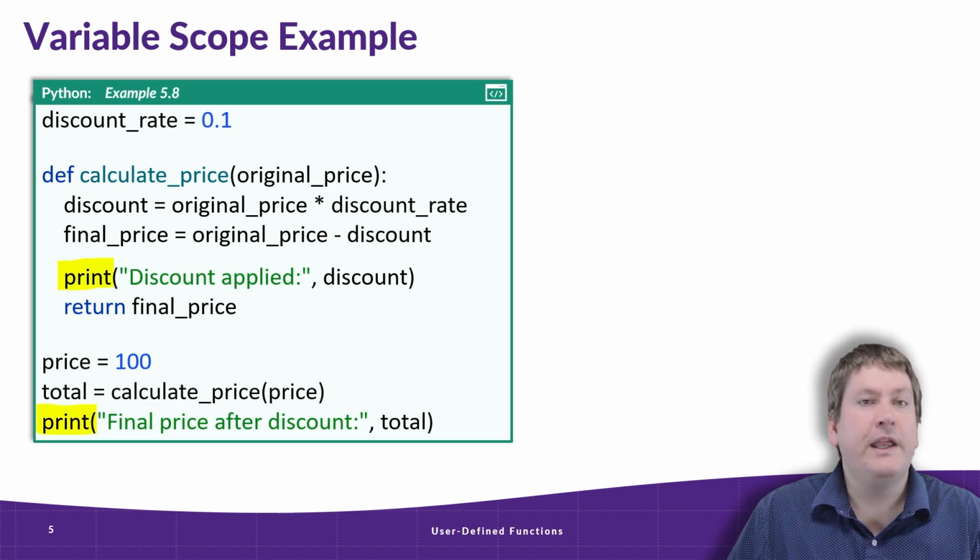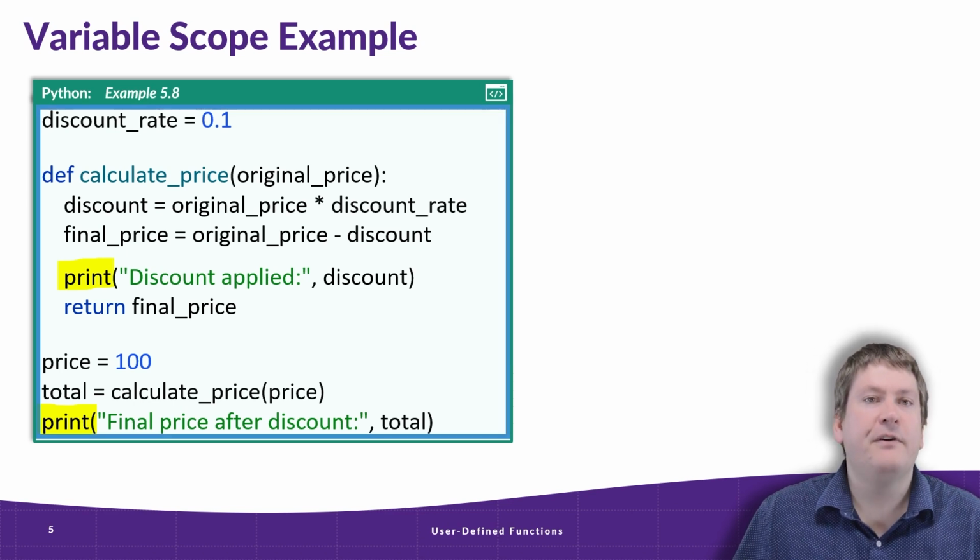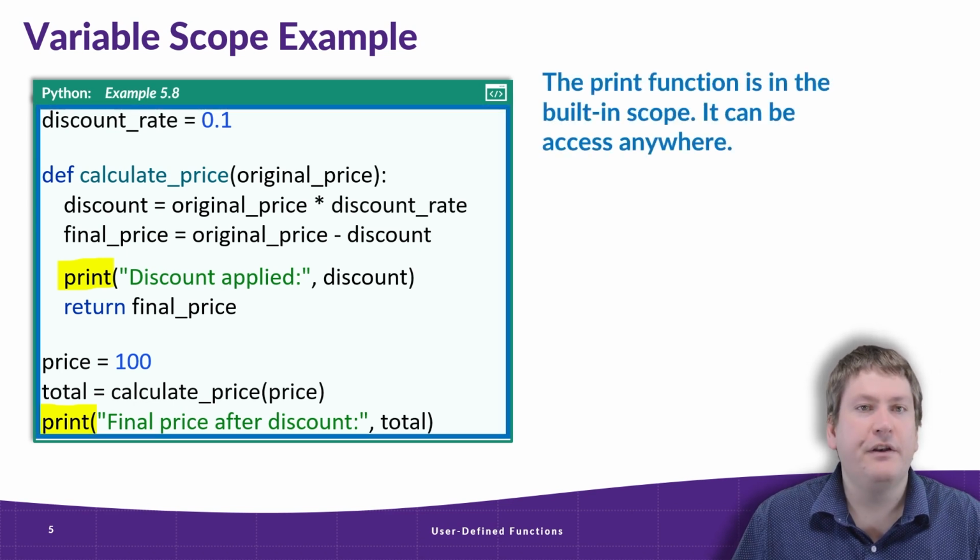So first of all, we have built-in scope. This includes things like the print function. We can use the print function wherever we want in Python because it's in the built-in scope. So it covers everywhere. Anywhere in our program, we could use the print function.